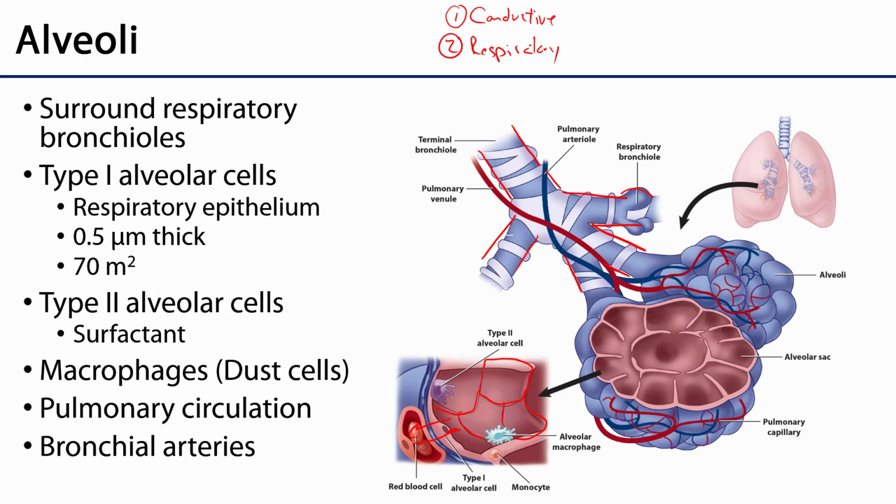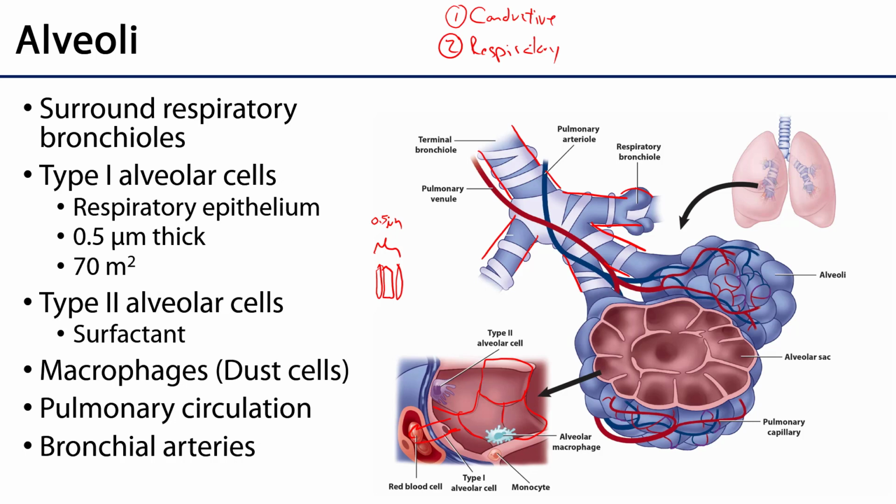Now, if you think about what a capillary is, it's basically just simple squamous epithelium with a basement membrane. And so what we have are two layers of simple squamous epithelial cells with basement membrane in between. And that's not very thick. It's only about 1/2 a micrometer in thickness, which is pretty impressive.